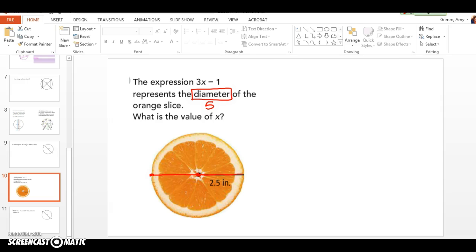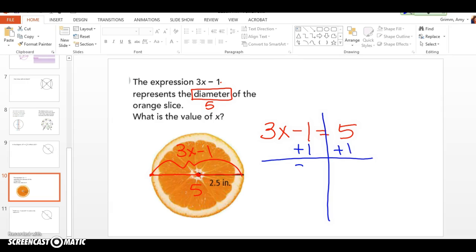Okay? Now what do I do? Perfect. Set up an equation. So it says the expression 3x minus 1. So this whole thing is 3x minus 1, but we also know that it is 5. So 3x minus 1 equals 5. And we are very, very good at solving equations now. So all we have to do is add 1, and we get 3x equals 6. And divide both sides by 3, and we get x equals 2.